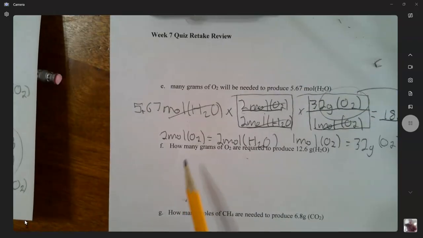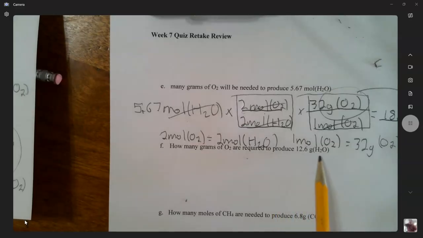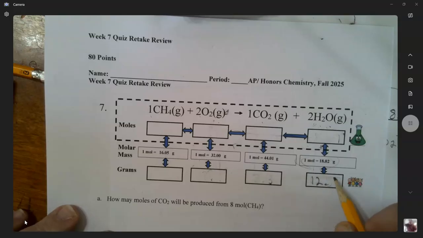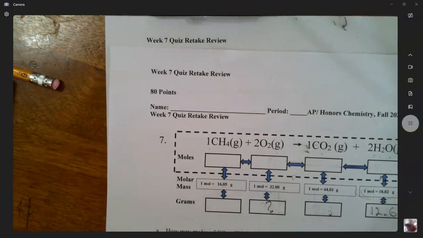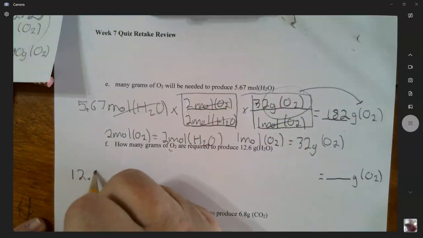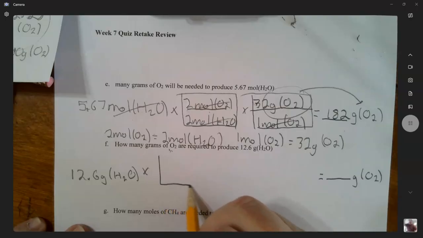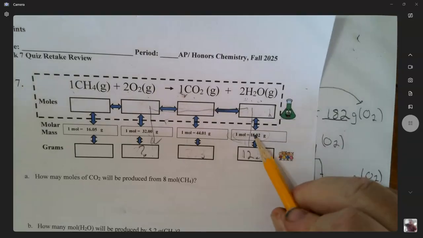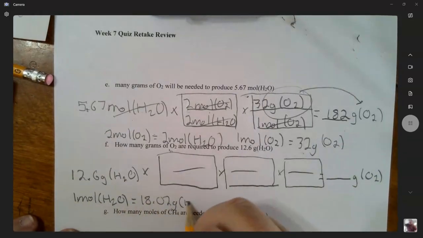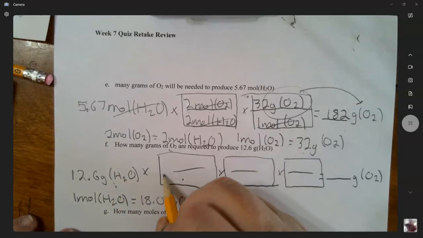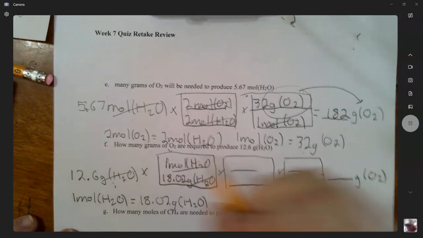Okay, next question is, how many grams of O2 are required to produce 12.6 grams of H2O? So come over here, 12.6 grams of H2O is here, grams of O2 is right here. So we're going to have to go up, over, and back down there. Start over here. We drew 3 arrows, so it's going to be 3 boxes. The first one is to go up from here to here, so you have to use the molar mass of water. We need grams on the bottom. There's grams there. Grams H2O cancels and cancels.